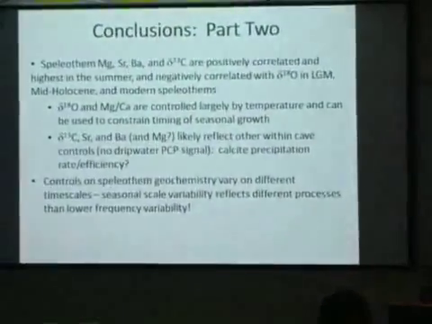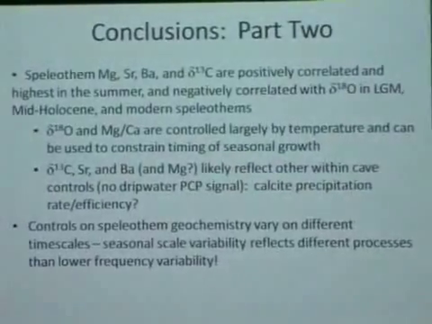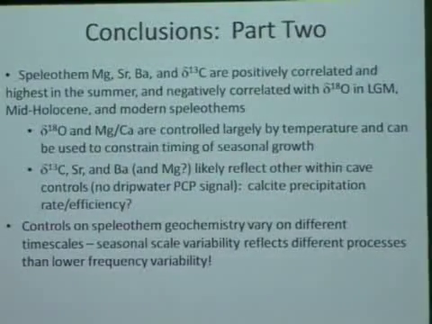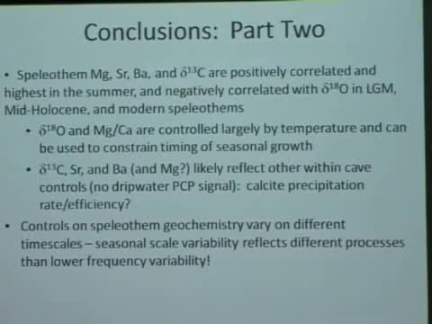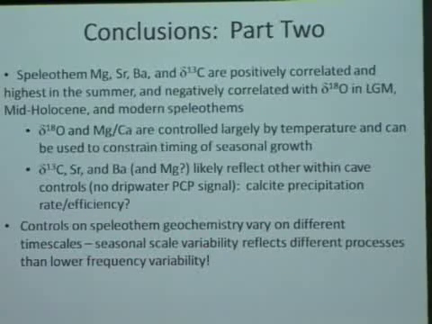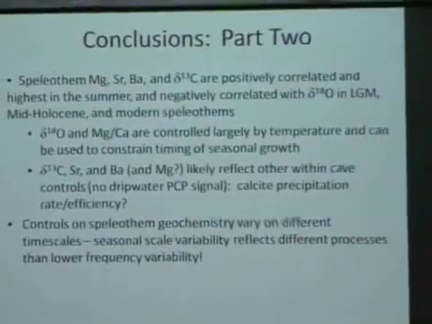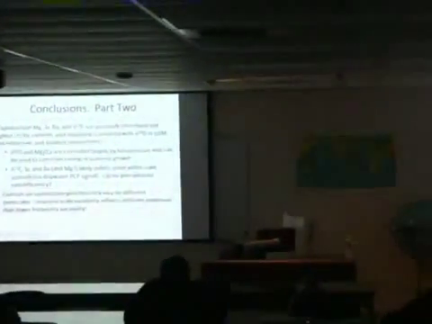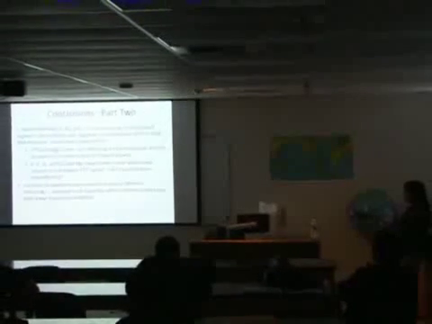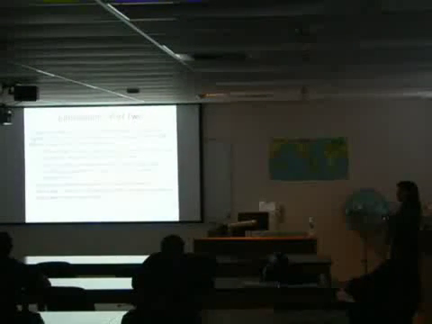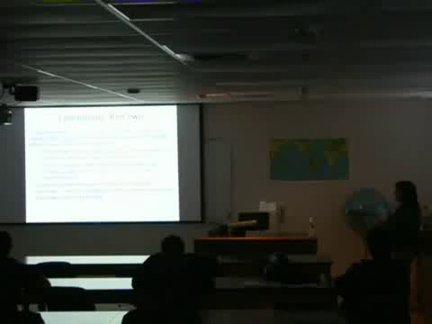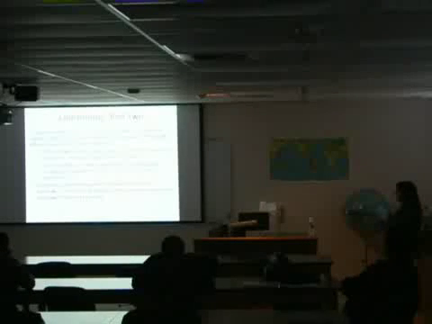The oxygen and magnesium are controlled largely by temperature and can be used to constrain the timing of the seasonal growth. And the other proxies likely reflect some other within-cave controls. And then it's clear that the controls on the geochemistry vary on different timescales. The seasonal scale of variability reflects completely different processes than the lower frequency variability. And so this is something we really need to understand when reconstructing climate from these. We need to be aware of this complicating factor.